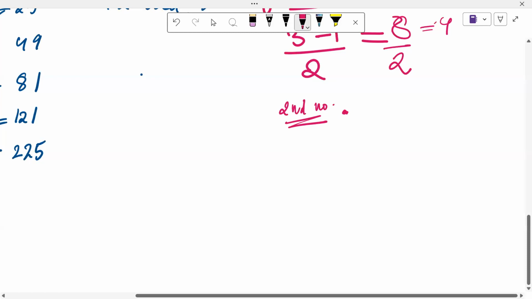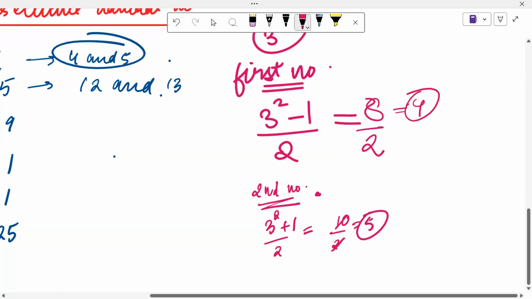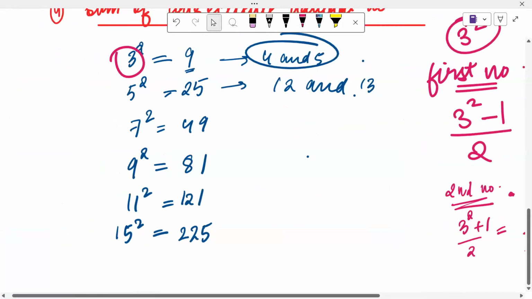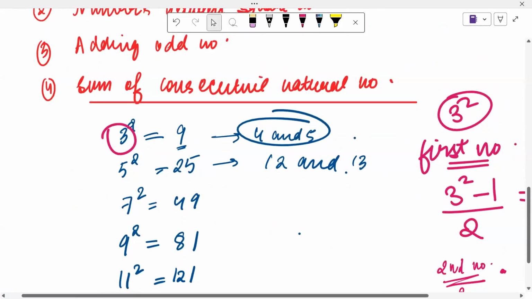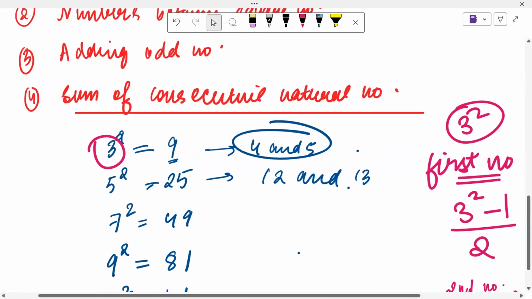How can you find the second number? Do the same step, but instead of subtracting 1, now you're going to add 1. So just do 3 square plus 1 upon 2. Tell me the answer. 3 square plus 1 is 10, and 10 upon 2 is 5. So you got the second number as 5. See, you're getting 4 and 5, and I actually wrote the answer before only because I just wanted to explain the concept first and then the solution.